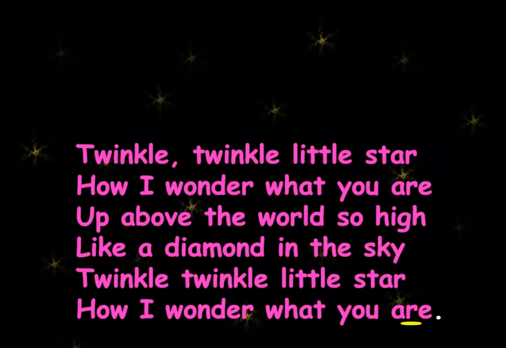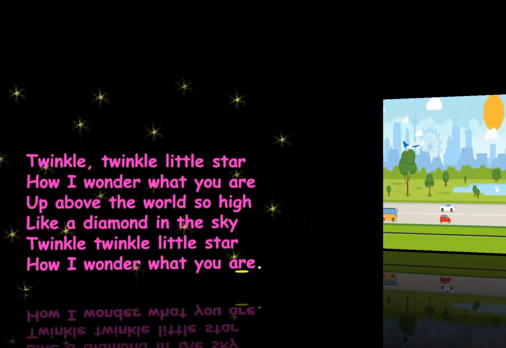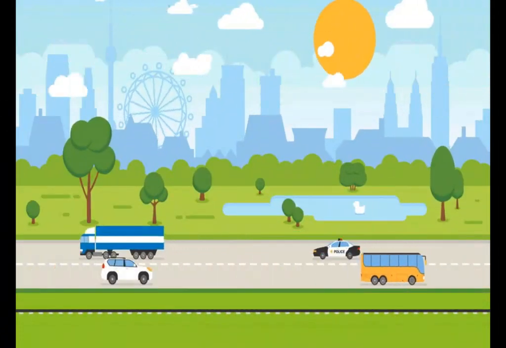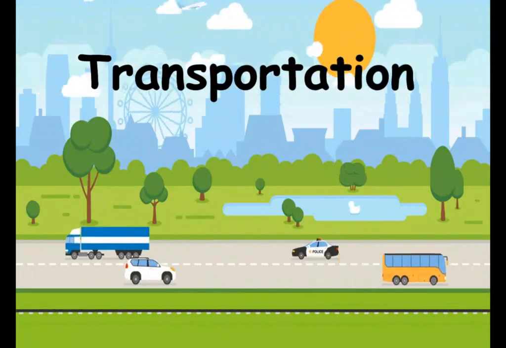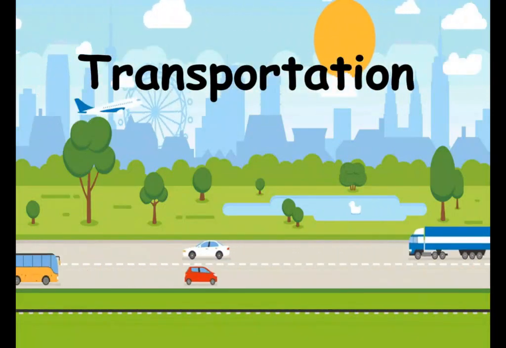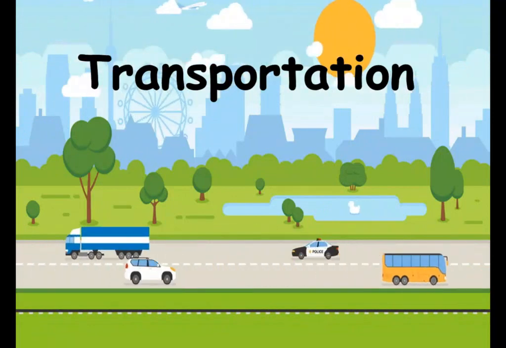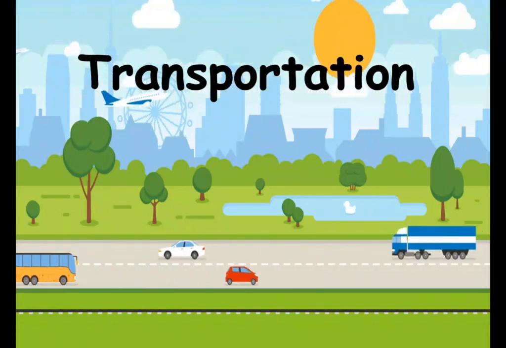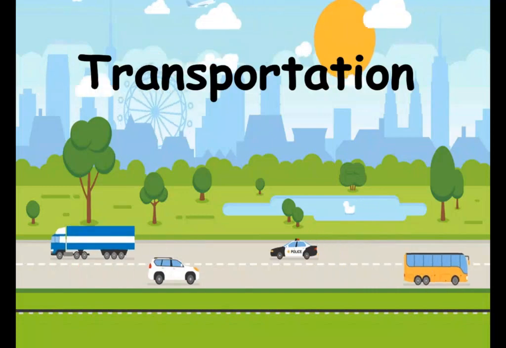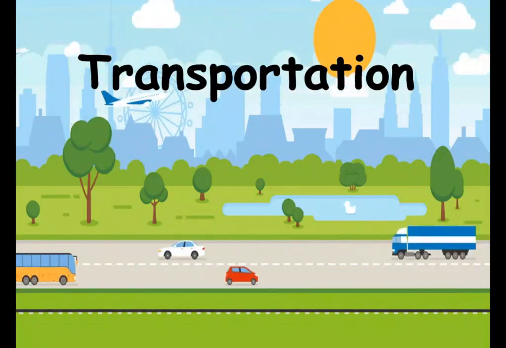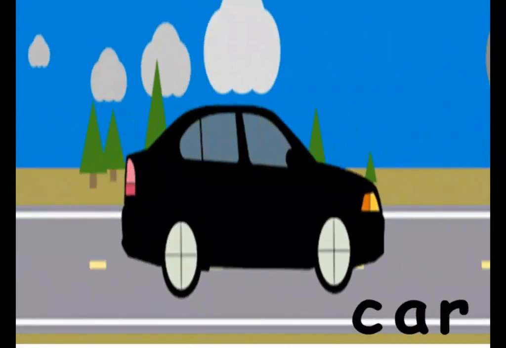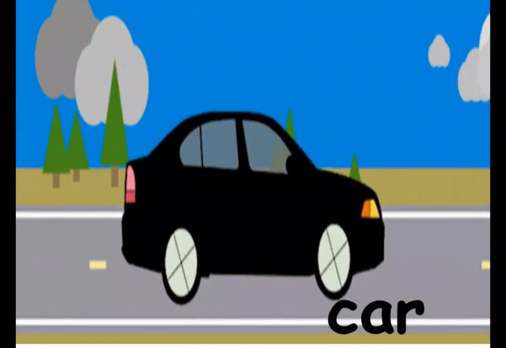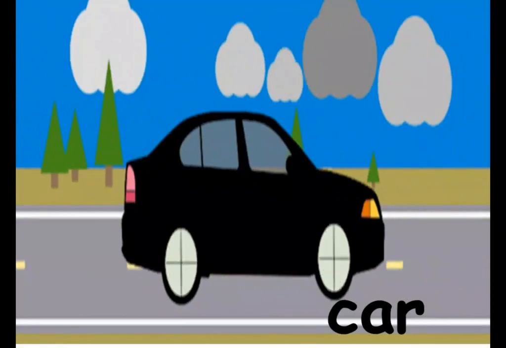See? It's so nice. We'll sing it next time. Next here that we have to learn is about transportation, the different kinds of transportation by land, air, and sea. First one here, we have a car. Read, car.